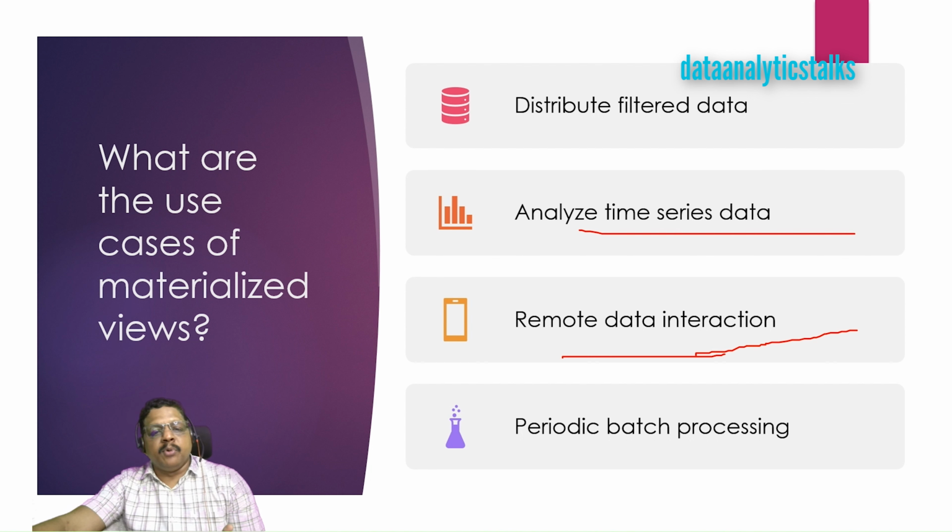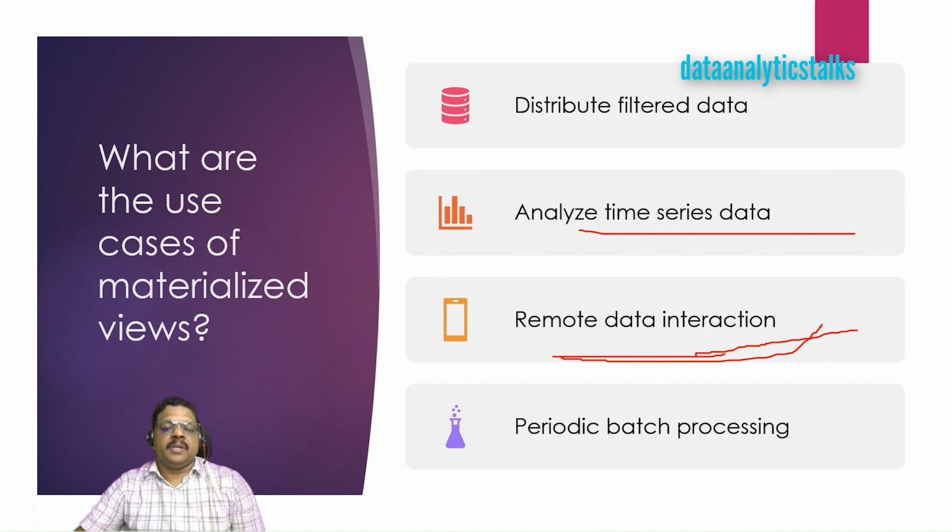Then we have remote data interaction. In a distributed database system, you can use materialized views to optimize queries involving data from remote servers. Rather than repeatedly fetching data from a remote source, you can fetch and store data in a local materialized view. So this reduces the need for network communication and improves performance.